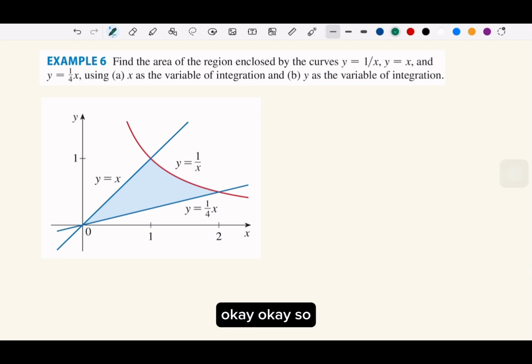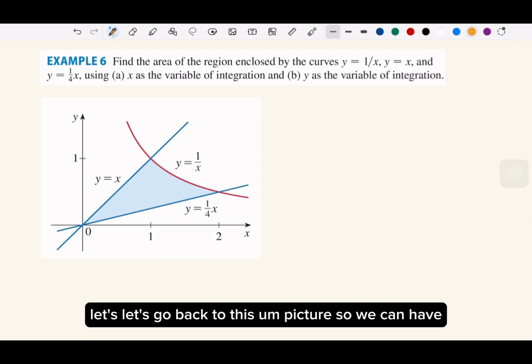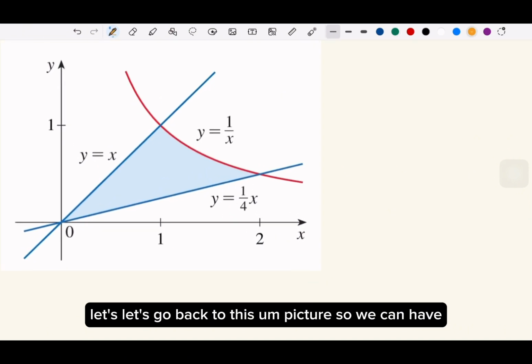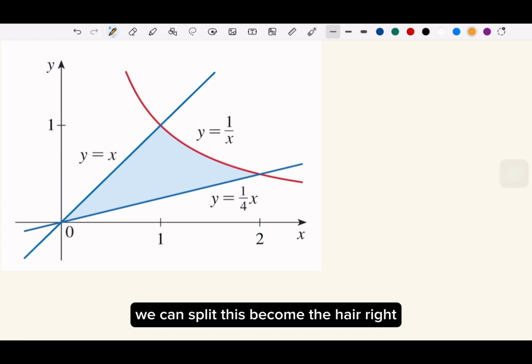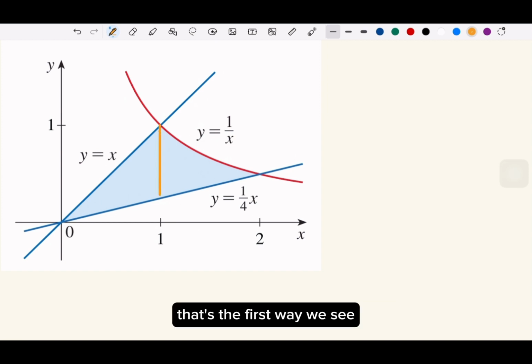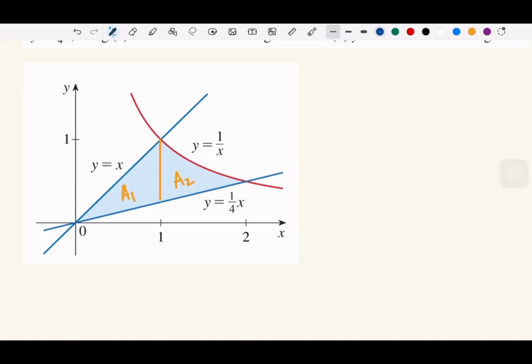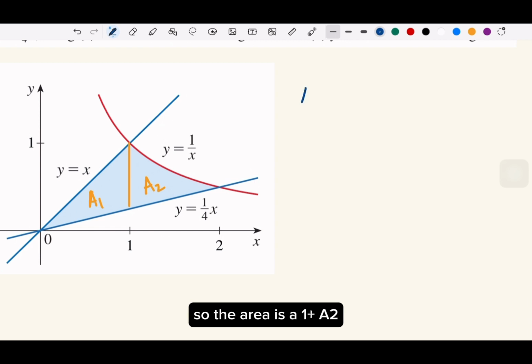Okay, so let's go back to this picture. If we want to take this area between curves, we can split this, become this. That's the first way we see. So this will be A1 and A2. So the area is A1 plus A2, which we need to find.